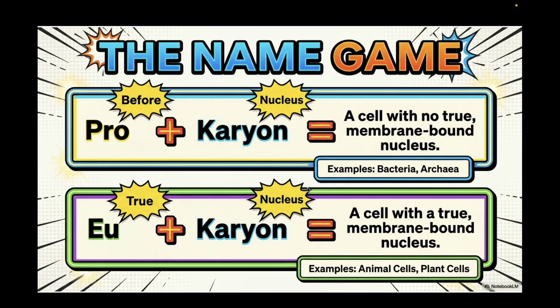Similarly, when we talk about eukaryotic cells, eu means true, karyon again means nucleus, which ultimately means a cell with a true membrane bound nucleus. Examples of these kinds of cells are animal and plant cells.